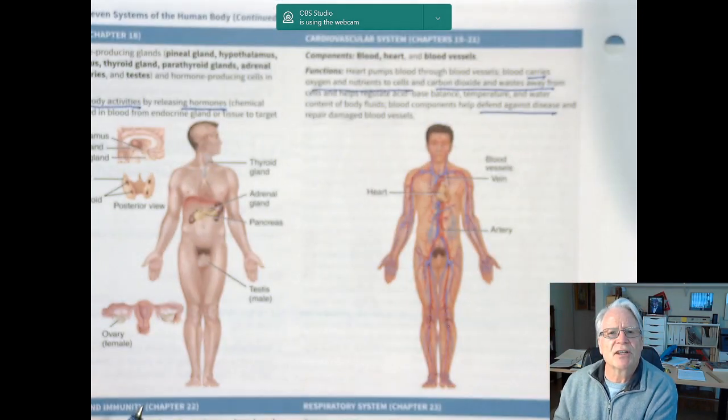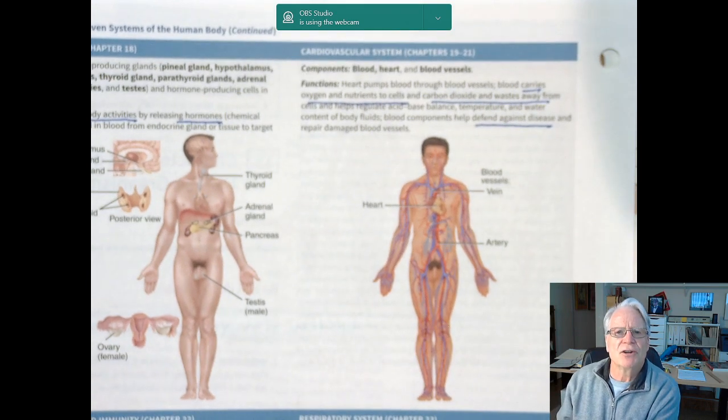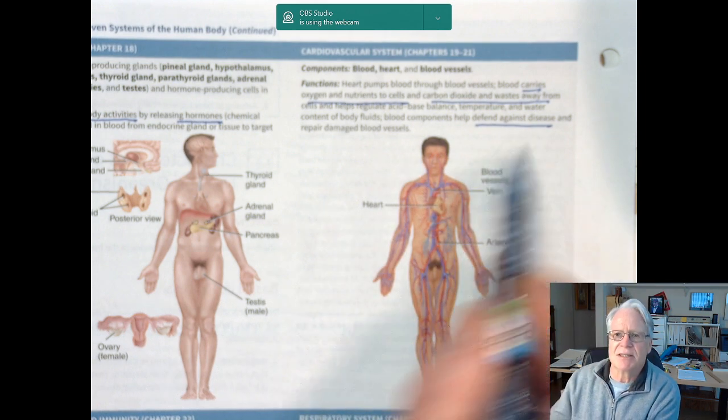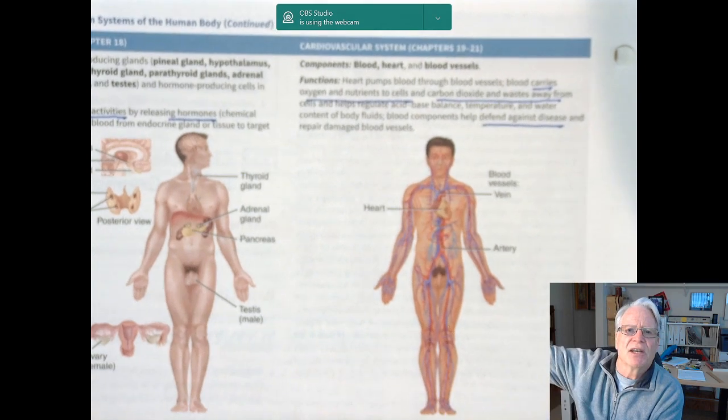The next system on the list is the cardiovascular system. And the cardiovascular system is designed to deliver oxygen to blood and to remove carbon dioxide from the blood. It's also involved in defense against diseases. Okay. So that is the cardiovascular system.